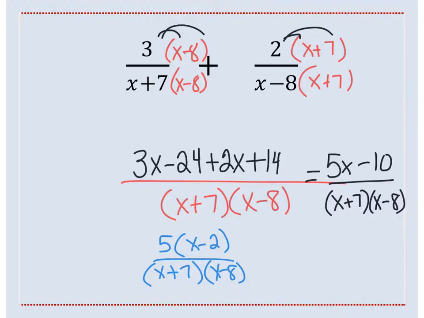So there's my answer. Where are my domain restrictions? Where are my holes in the graph? Set your denominators equal to 0. X plus 7 equals 0. Subtract 7 from both sides, you get x equals negative 7. X minus 8 equals 0. Add 8 to both sides, you get x equals 8. So because those are the restrictions, x cannot equal negative 7, and x cannot equal positive 8.